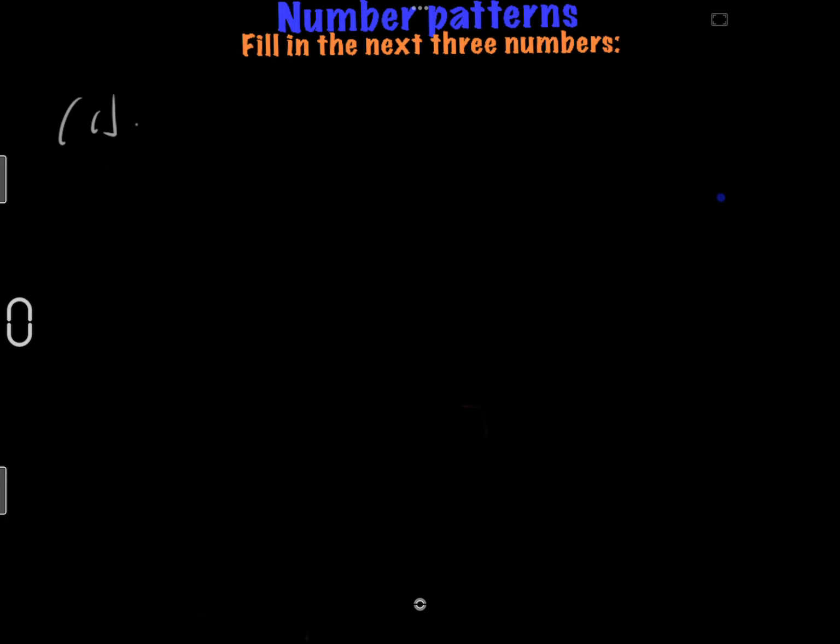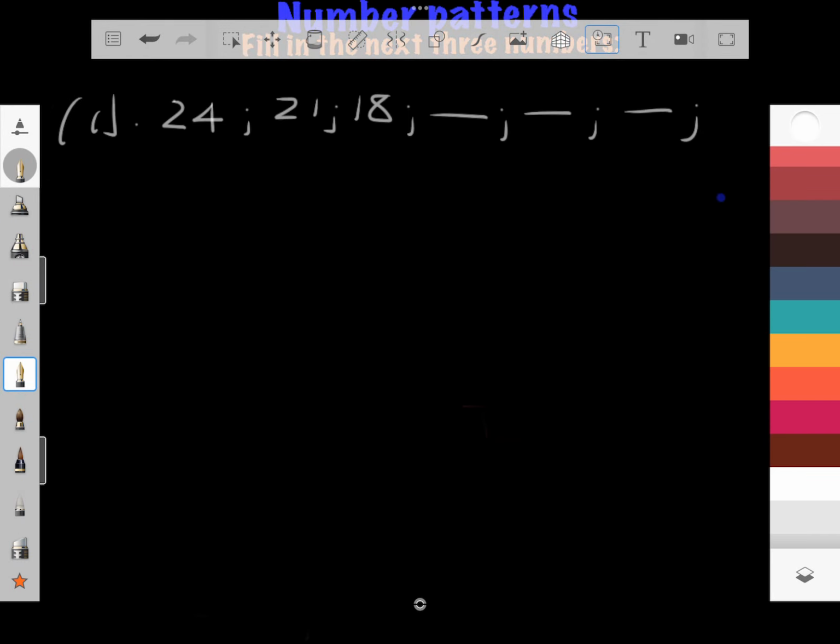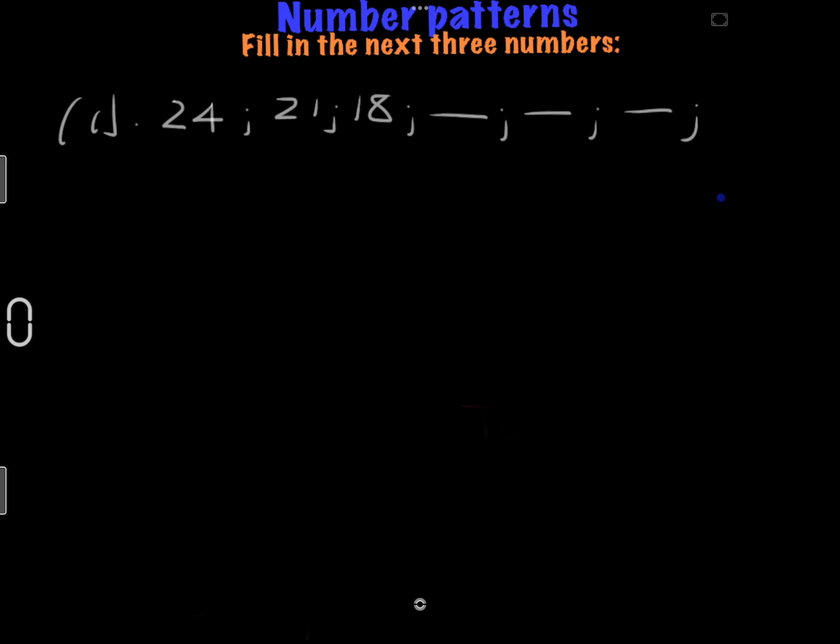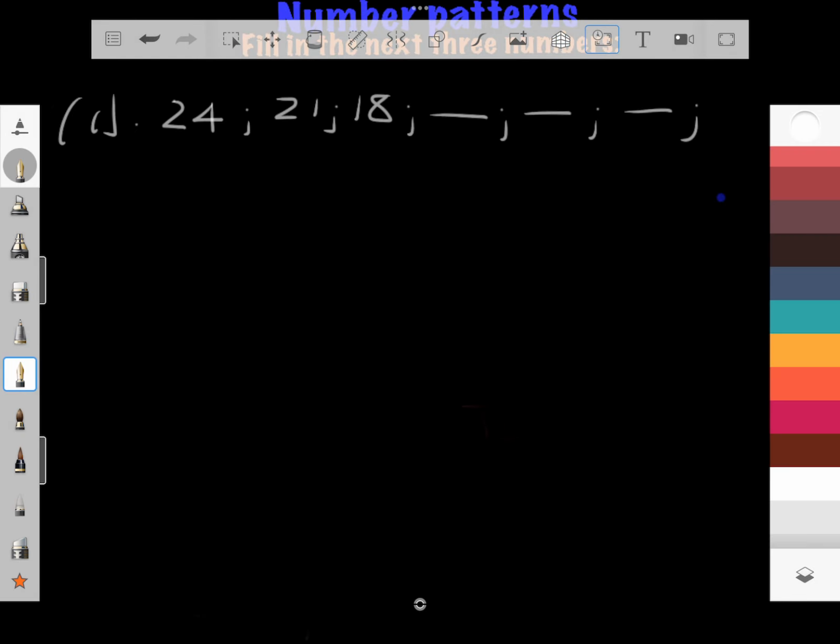Now, C. When we look at C, we are given these values. In this case, we have 24. It's the first value. The next value is 21. Looks like it's decreasing. We have 18. We have a missing value, a missing value, and a missing value. So we need to find those missing values using the first term, the first precept of this pattern.